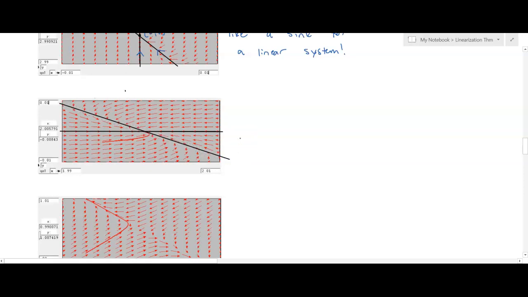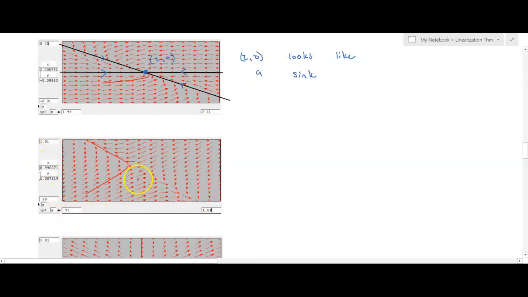And so we again saw that in this circumstance, it appeared that along all the straight line solutions, all the vectors point inwards. And so that point right there, which is 2, 0, looks like a sink as well.